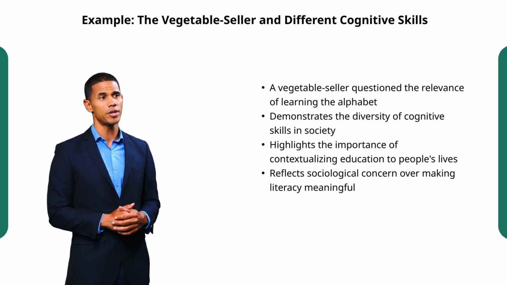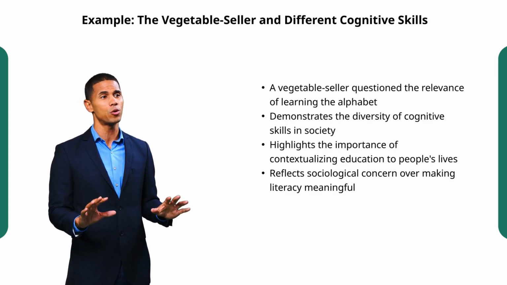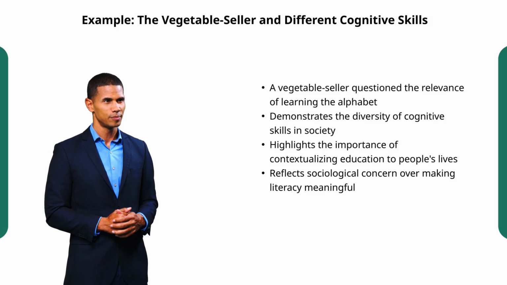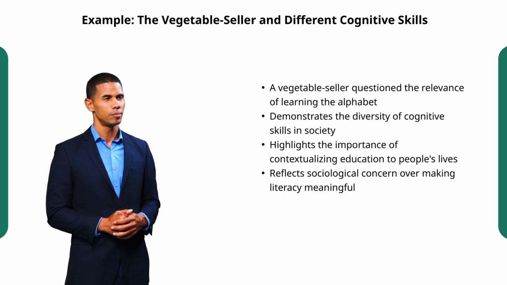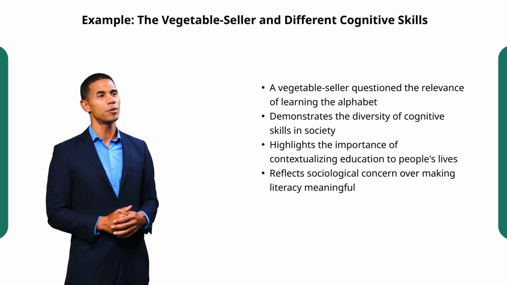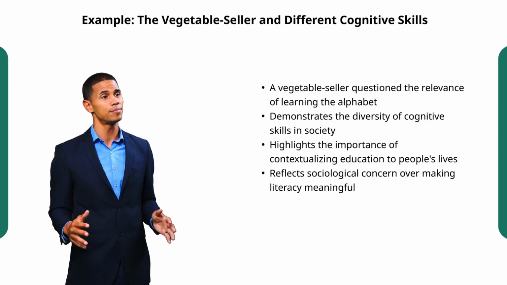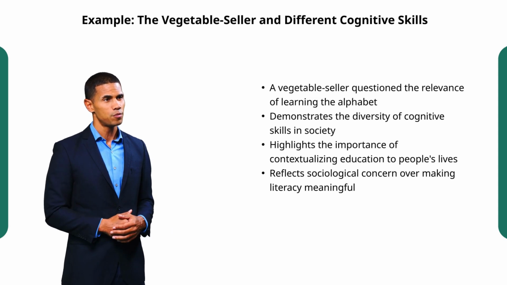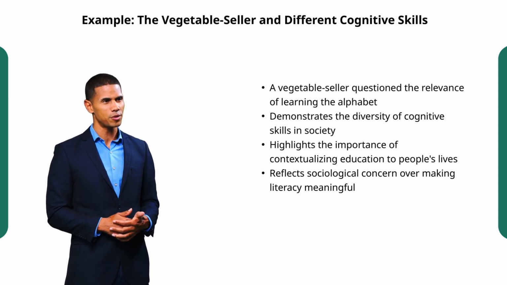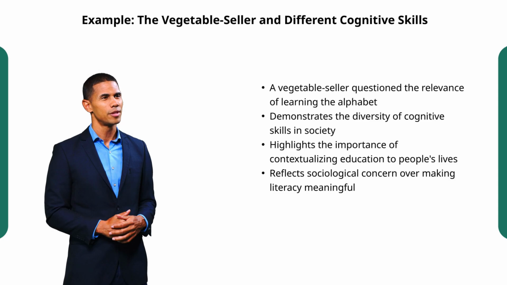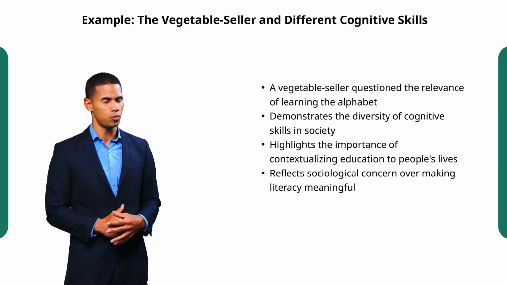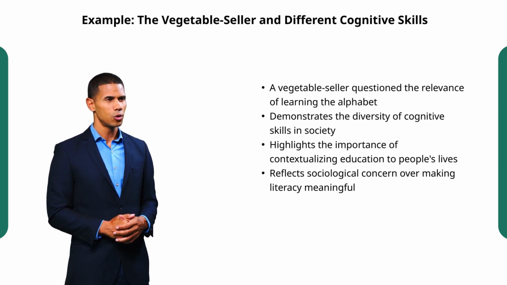Here's a thought-provoking example from sociological research. A vegetable seller once asked, "Why do I need to learn the alphabet when I can mentally calculate what my customers owe me?" This simple question reminds us that cognitive skills are diverse. The seller's ability to calculate without writing shows literacy is not the only important skill.